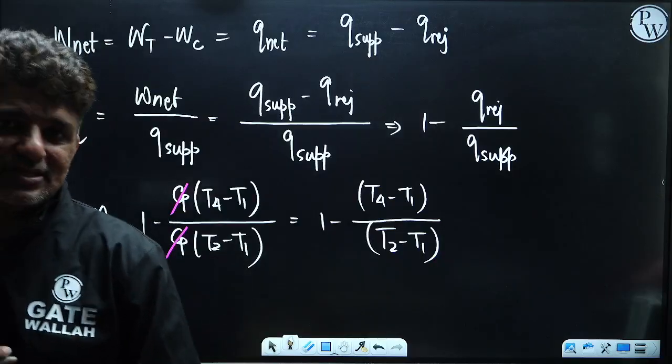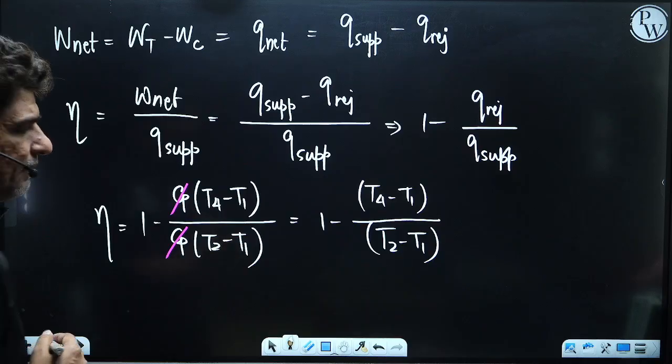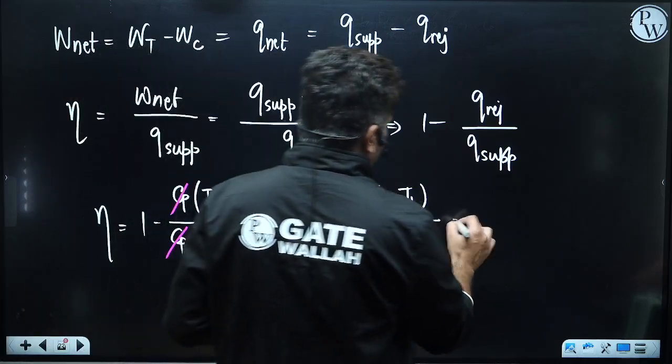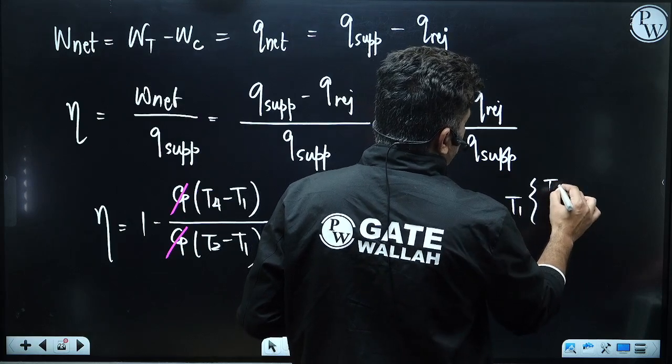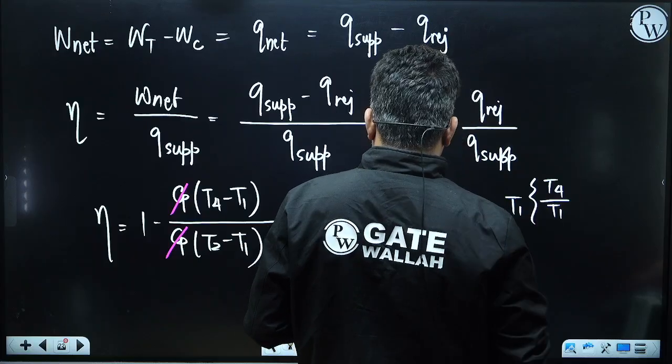Okay. This is a very interesting result. Okay. So now what we will do is we will reframe this. So I will write 1 minus, I will take T1 common from the top. This will become T4 by T1.